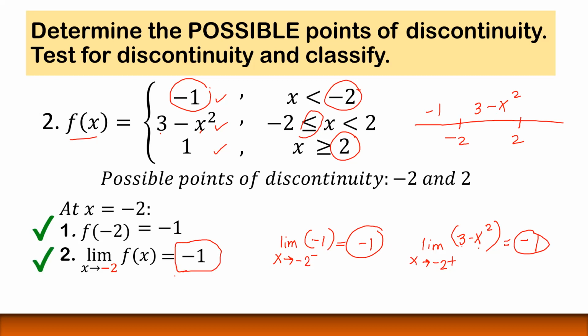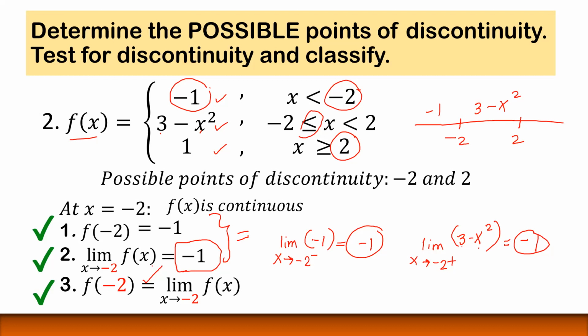Okay? So again, we have a check there. And if we compare our answers, di ba? Dito sa number 1 tsaka sa number 2, these are equal. Yun yung condition number 3 natin. So check pa din tayo sa condition 3. So anong conclusion natin? All three conditions are satisfied. The function f of x is continuous at x equals negative 2.